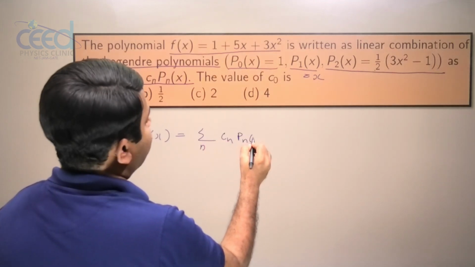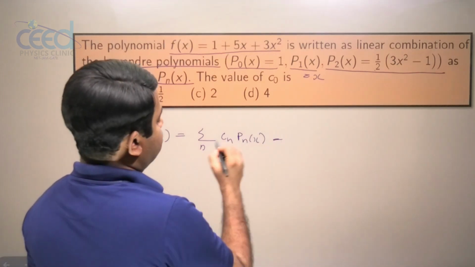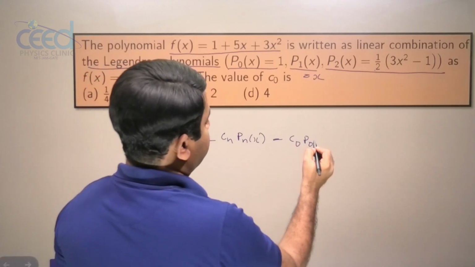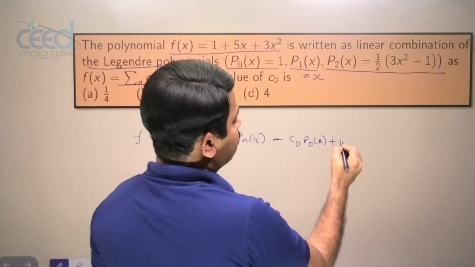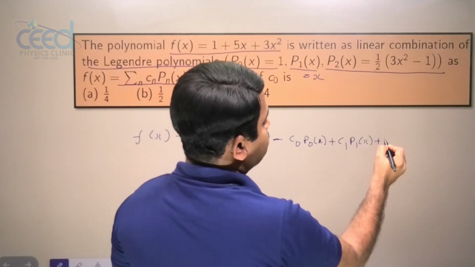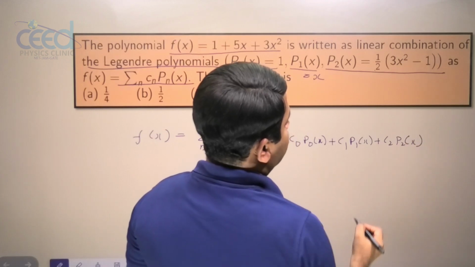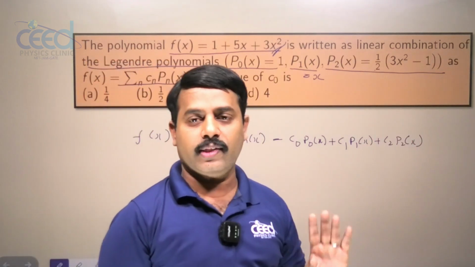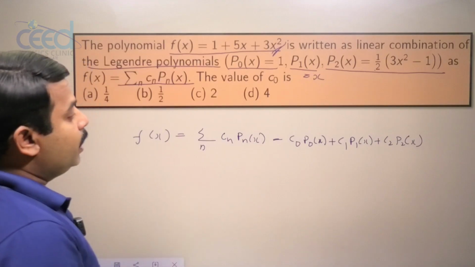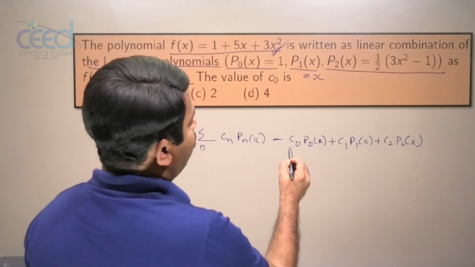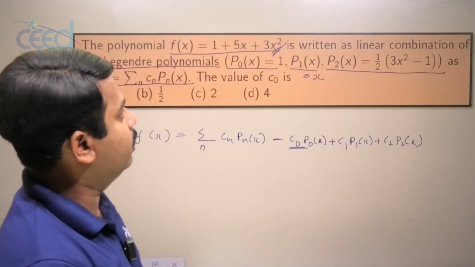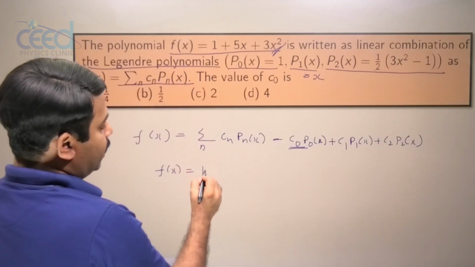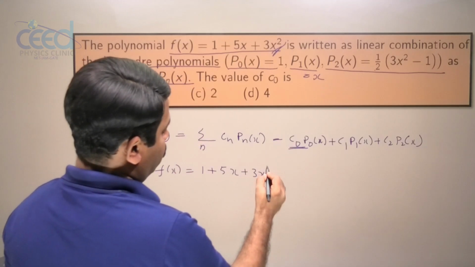That means we can represent it like this: first you put C0 P0 of x, then C1 P1 of x plus C2 P2 of x. Up to this only we require. Why? Because the function is up to x square only, and P2 of x has x square. Now, if I represent it like this, what is the value of C0? That is the only question. So what is our function? f of x is equal to 1 plus 5x plus 3x square.